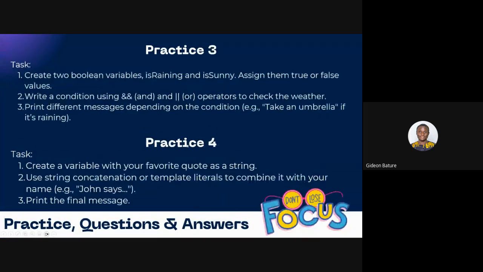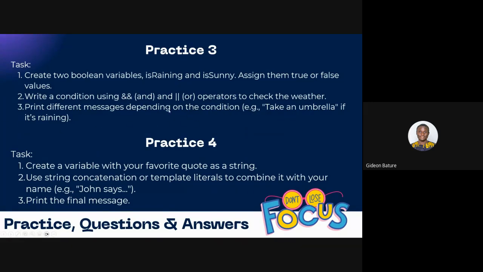So let's look at practice 3. It says create two Boolean variables: it's raining and it's sunny. Assign them true or false value. That's, you can pick anyone. For instance, rain fell here not too long ago. Rain just finished falling. So I can decide to put it's raining to be true and it's sunny to be false because it's evening. There's no sun. So it depends. It's your choice. Secondly, it says write a condition using and or operators to check the weather. Three, print different messages depending on the condition. Example, take an umbrella if it's raining.